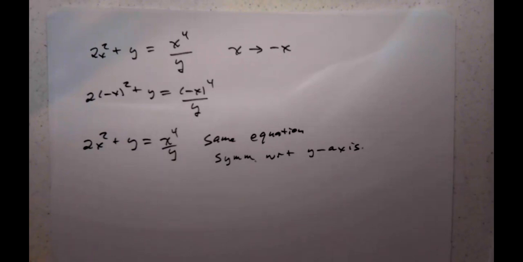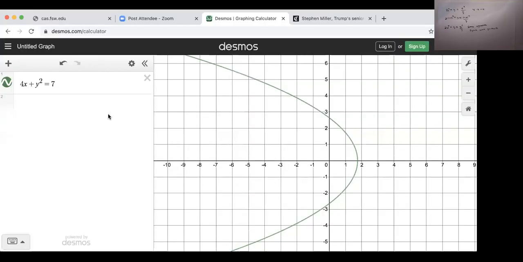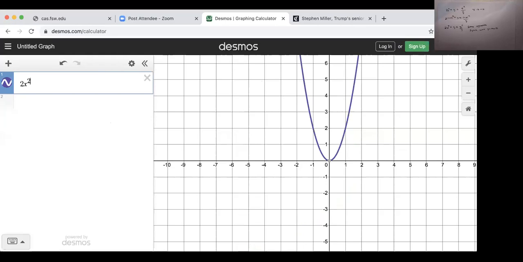So let's graph that and see if that's the case. What do I have? 2x squared plus y equals x to the fourth over y.